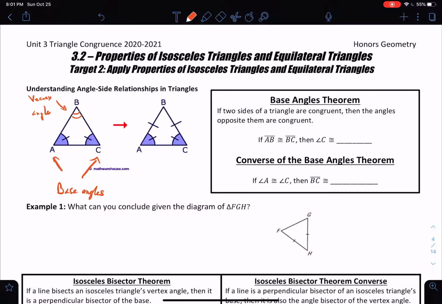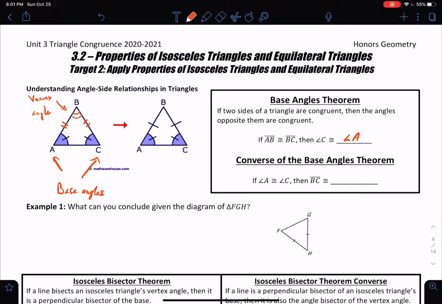All right, and the angle-side relationship, which I believe I touched on in the previous video, says that if two sides of a triangle are congruent, so if we're given that AB is congruent to BC, then the angles opposite them are going to be congruent. So if we have an isosceles triangle, the angles opposite the congruent sides are called the base angles, and those base angles are going to be congruent.